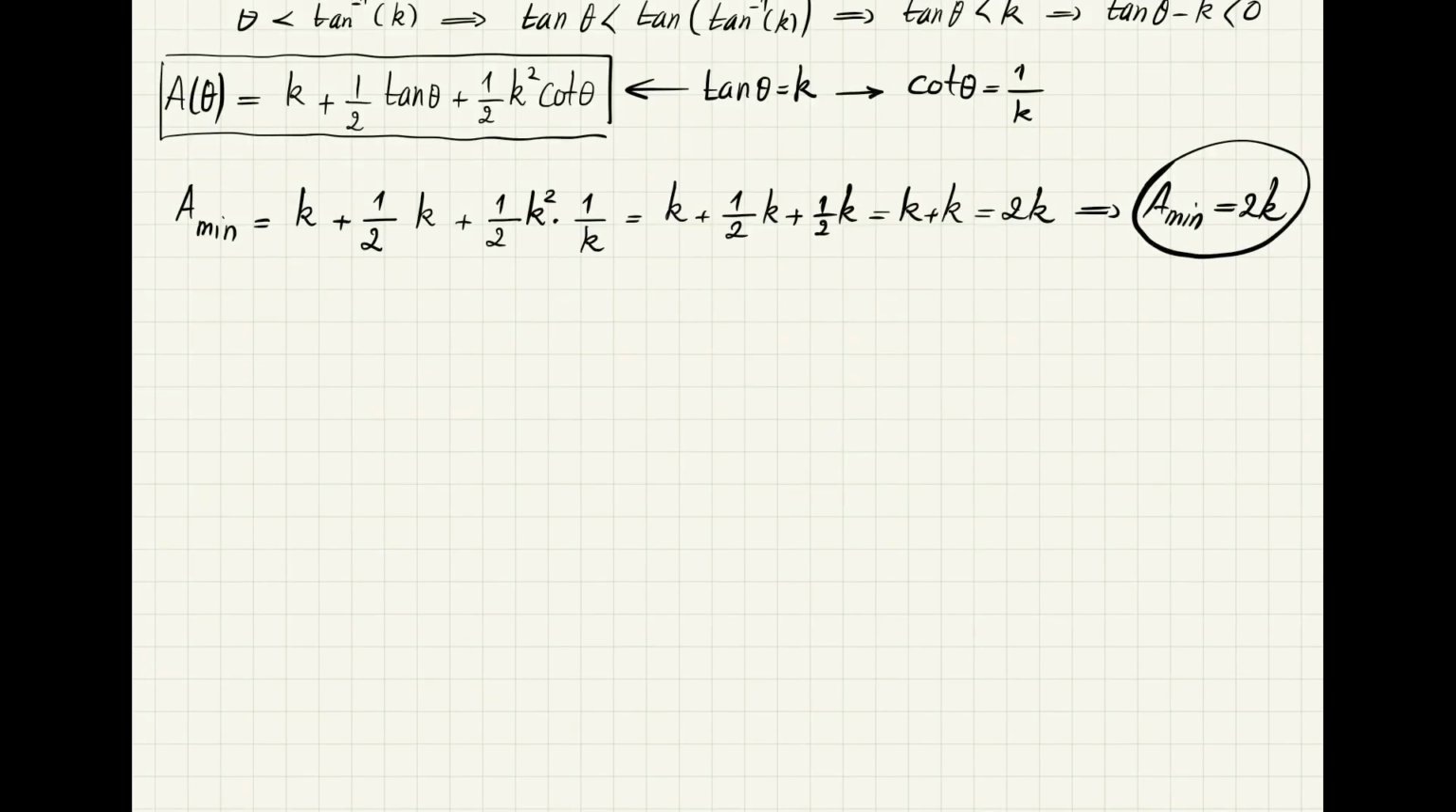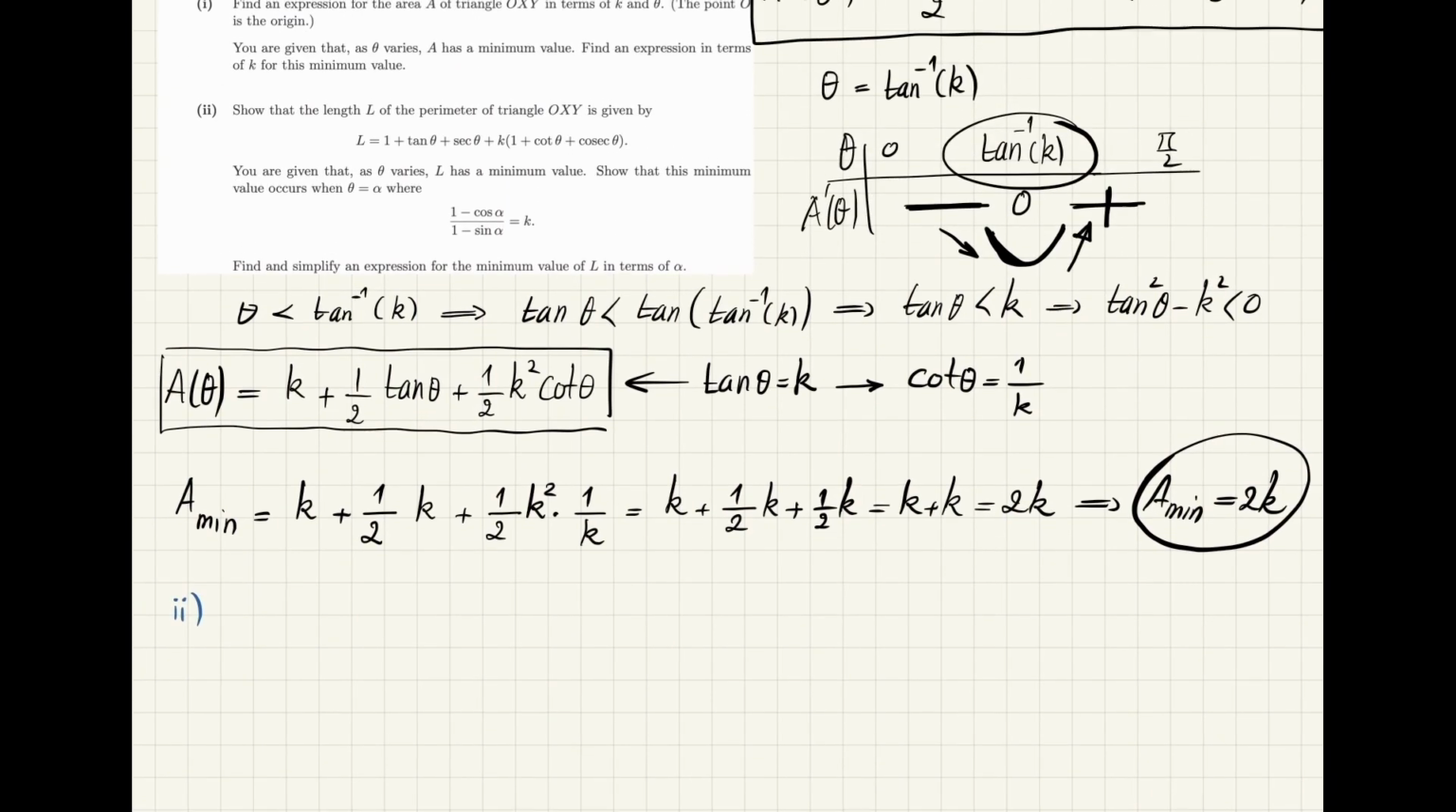Okay, now let us go to the second part of the problem, part 2. Let us read the problem first. Show that the length L of the perimeter of triangle OXY is given by this formula. L is equal to 1 plus tangent of theta plus secant of theta plus k times 1 plus cotangent of theta plus cosecant of theta. This is the expression that we want to prove for the perimeter of triangle OXY.